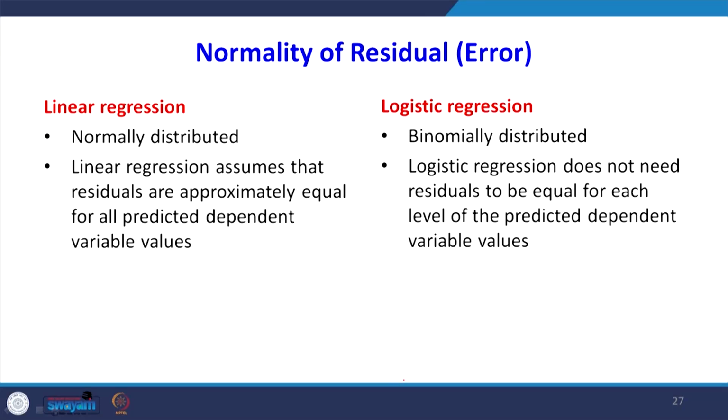Another important difference with respect to error is that in a linear regression model the error term follows a normal distribution, but in logistic regression the error term follows a binomial distribution. Linear regression assumes that the residuals are approximately equal for all predicted dependent variable values, while logistic regression does not need residuals to be equal for each level of the predicted variables.